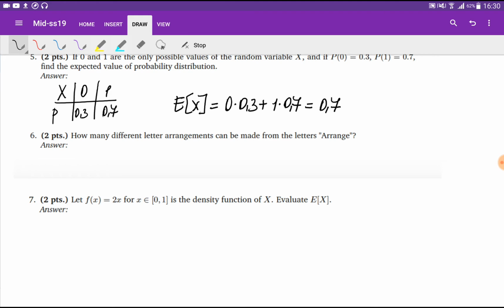Problem number 6 is about combinatorial analysis. So we need to permute the letters of this word. There are 7 letters in total, and the permutation of 7 different letters is equal to 7 factorial, but since there are 2 R's, we need to exclude the cases when they permute among themselves. So the number of those cases is 2 factorial. That is why the number of permutations of the 7 letters when 2 of the letters are alike is equal to 7 factorial divided by 2 factorial.